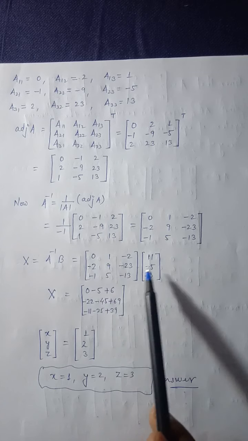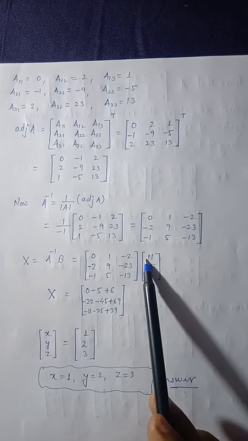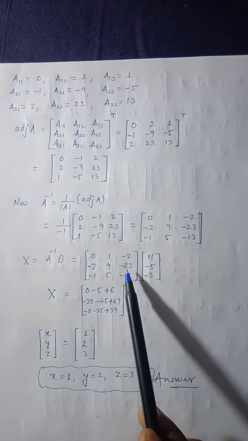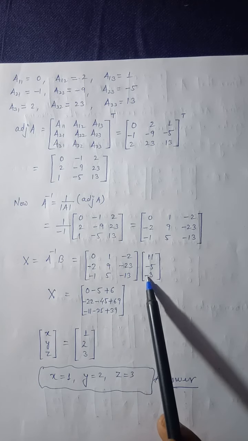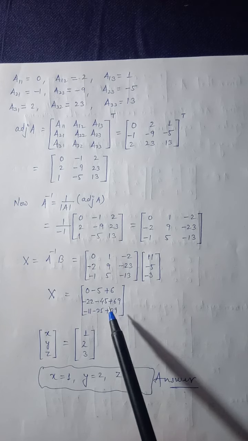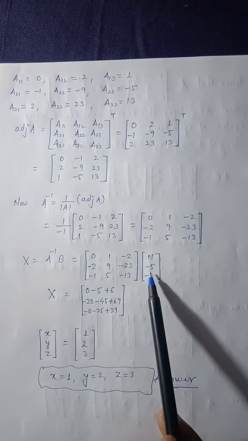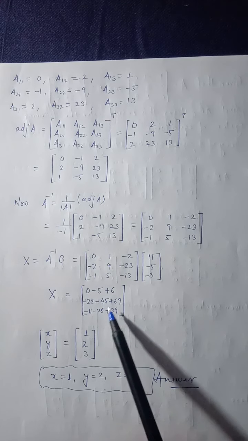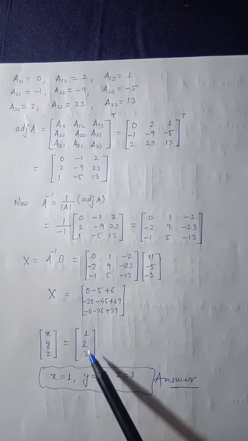Similarly, second row with second column: -2 into 11 is -22, 9 into 5 is -45, and 23 into -3 is minus minus plus, so 69. Similar is the case for the third row and first column. So finally we will get 6 - 5, which is 1. This is 2, and the last one is 3.